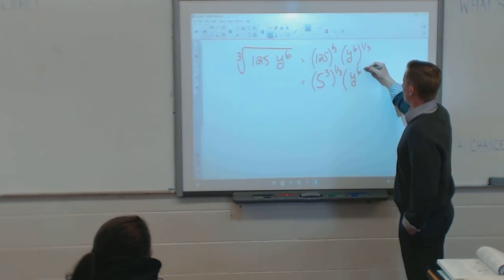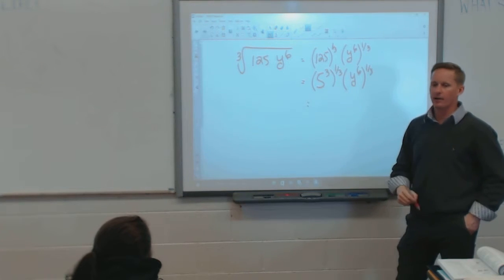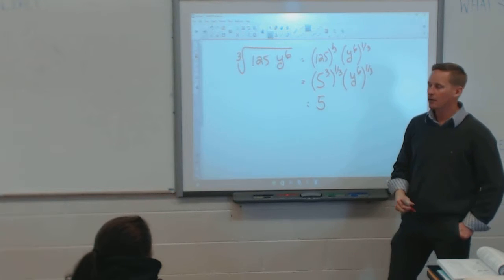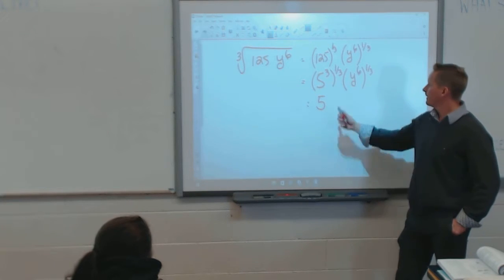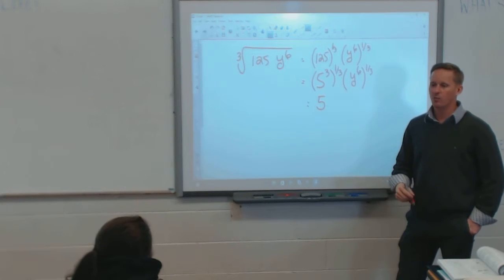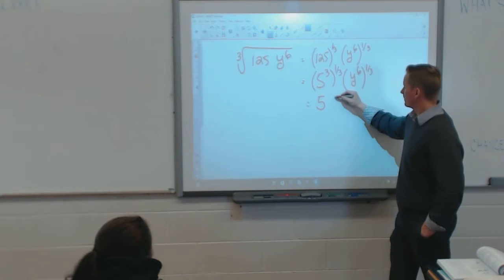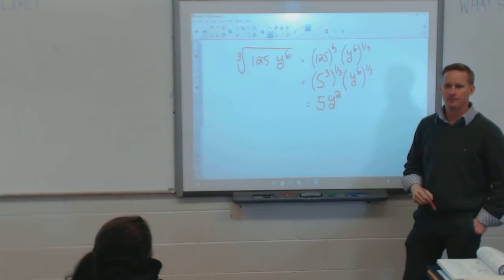Y to the 6th to the 1/3. I'm just going to leave it as it is here. And what do I have? 3 times a third is 1. The cube root of 125 is 5. Okay? 6 times a third is what? 2. The cube root of y to the 6th is y squared.